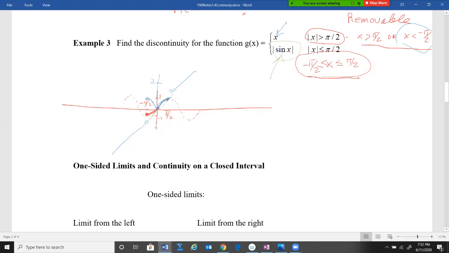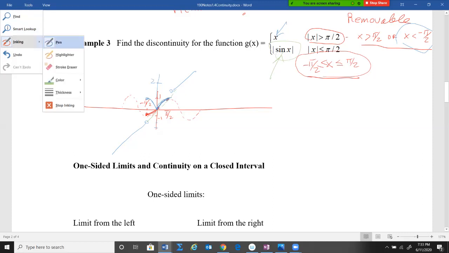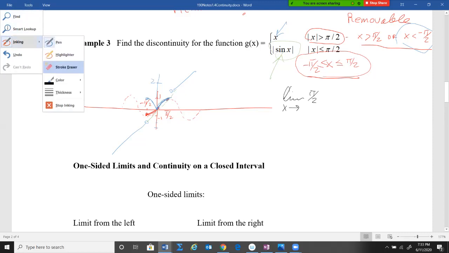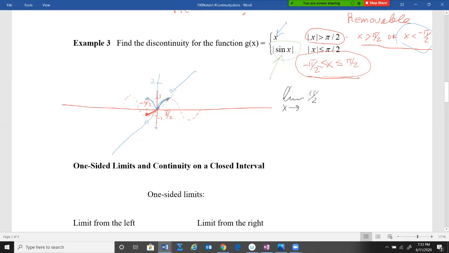So another way you could show that without actually drawing the graph is to find those limits. So for instance, just to show you how we can use the new ideas of left and right hand limits, we can say, let's look at the limit as x approaches pi over 2 from the right. Whoops, I fixed that. Why did I do that? I don't want that. Not right there.